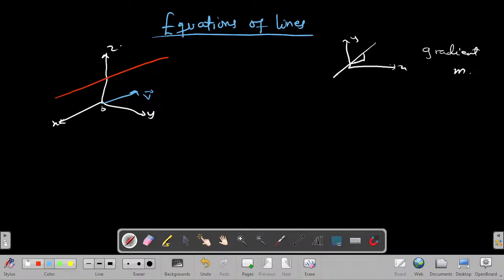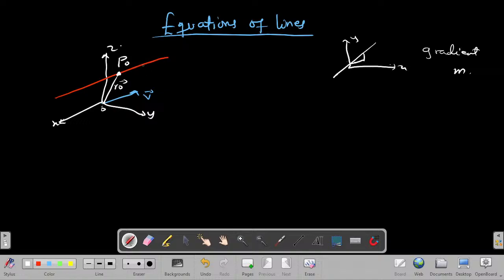Now on this line that I want to find the equation of, you always need at least one point on a line before you can find the equation. Let's say that point is P naught, which I know. So the vector from my origin to P naught becomes r naught. That's the vector r naught.